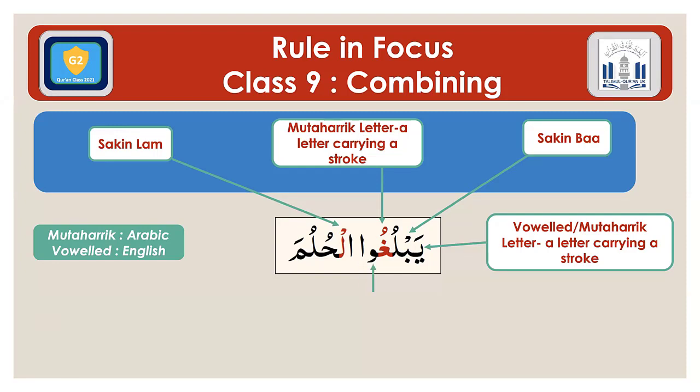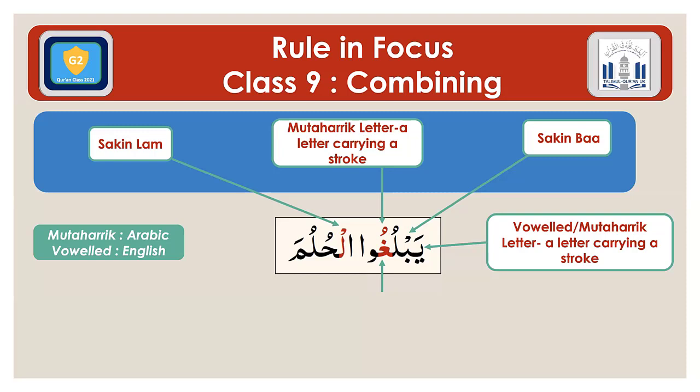Now we have this waw. We ask ourselves exactly the same question. Does it carry a stroke? Is it mutaharrik? And if we look, there is no stroke above it, so we can't join this. So we move backwards one more time and we see this ghain. We ask ourselves exactly the same question. Does it carry a stroke? Is it mutaharrik? And of course it is, because it's carrying a stroke.